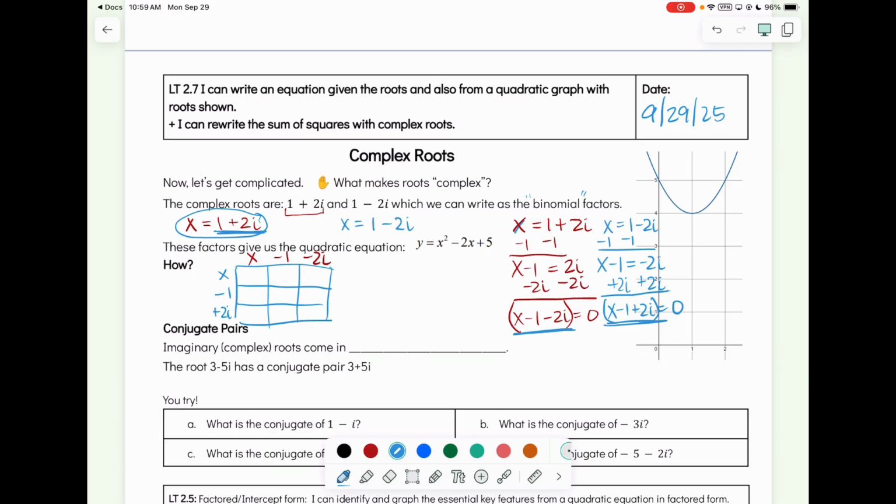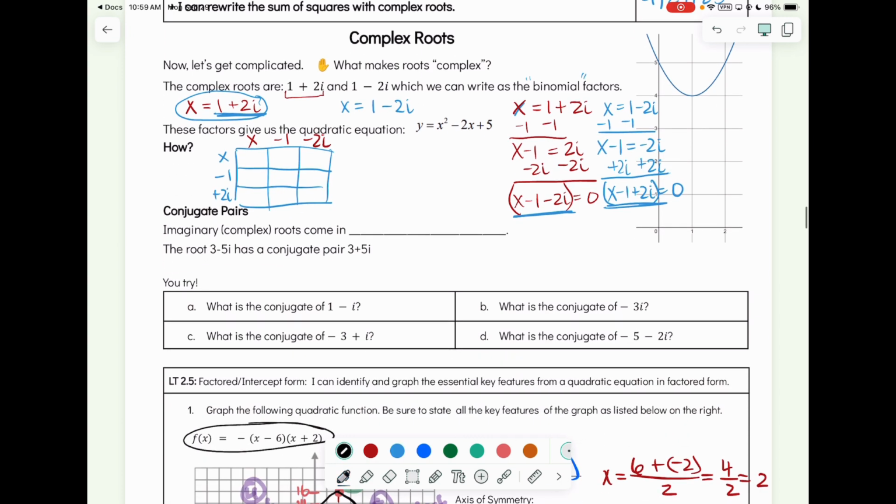And then you start multiplying. What's x times x? X squared. X times negative 1 is negative x. This is also negative x. X times negative 2i. Okay, this is the order of how you write it. It's coefficient first, then the variable, then the imaginary. So it should be negative 2xi.